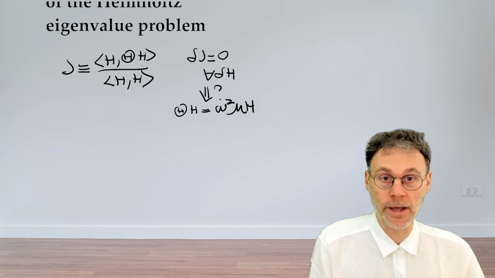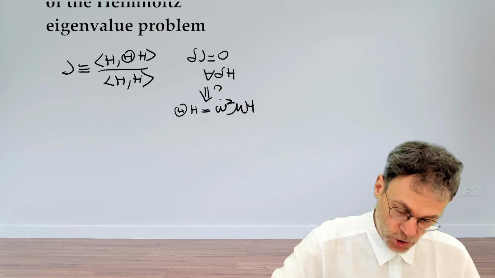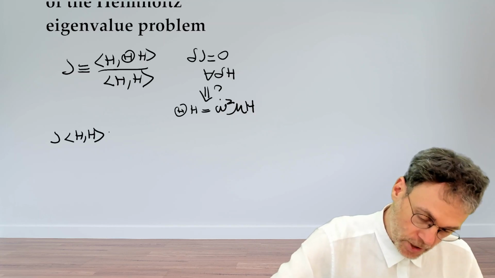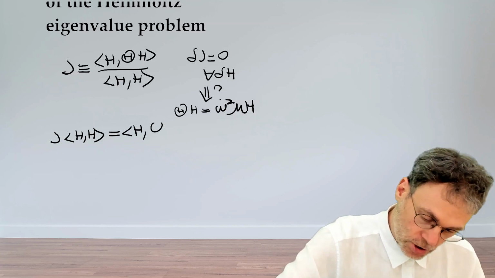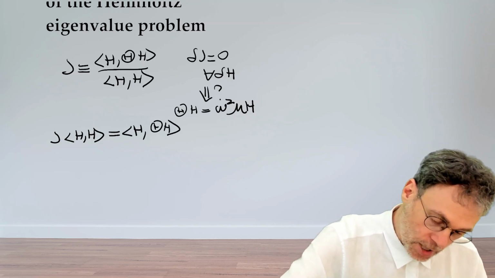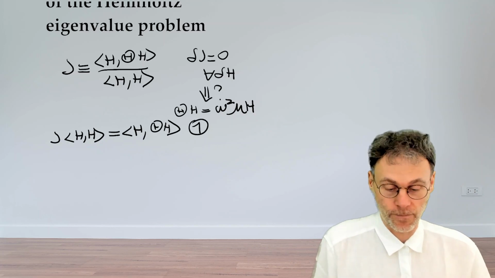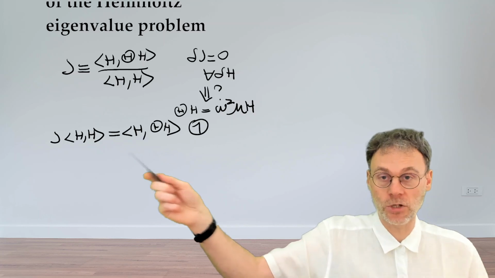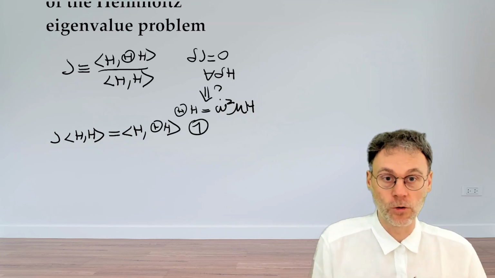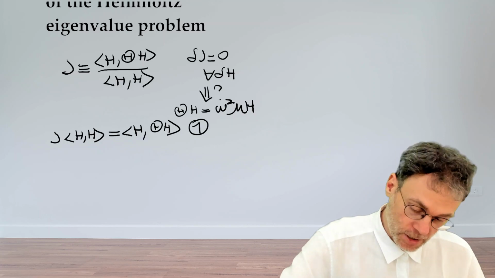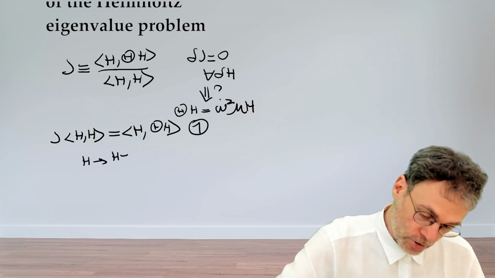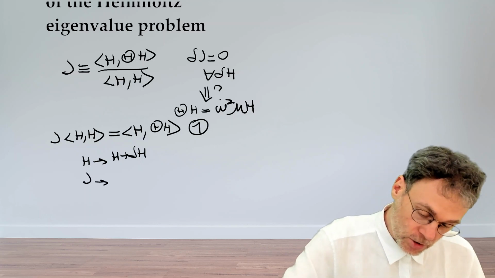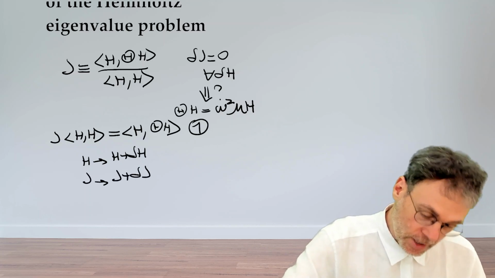We're going to just multiply everything by h so that we get rid of the denominator. So we end up with the following expression over here: j equals h theta h. Let's call this expression number 1. And the strategy we're going to use is to start from expression number 1 and perturb it, replacing h by h plus delta h, but also at the same time replacing j with the corresponding j plus delta j.